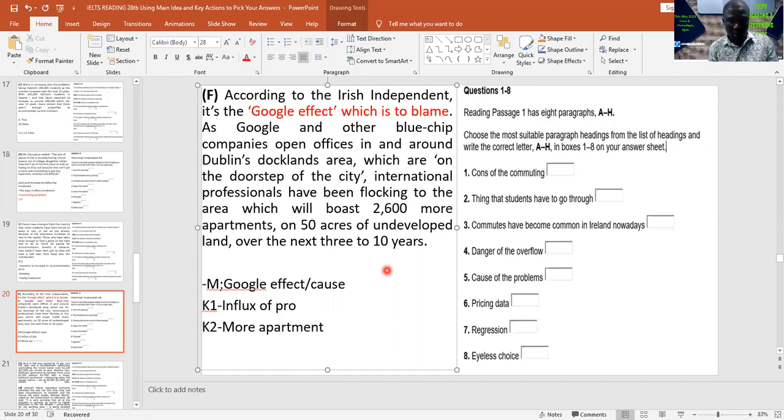And on 50 acres of land over the next 10 years is giving you the time frame on which land. Okay, so that's it. So it is more tuning towards cause of the problem, not pricing data, nothing like that, not regression, nothing like that. So 5 is F. Yes, 5 is F. Okay, then let's go to the next one.